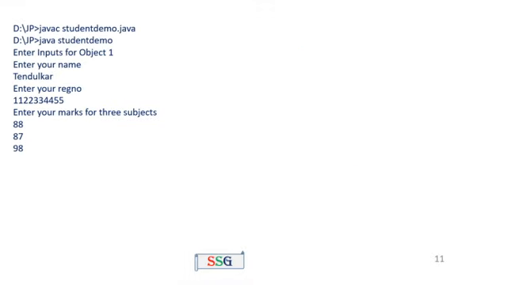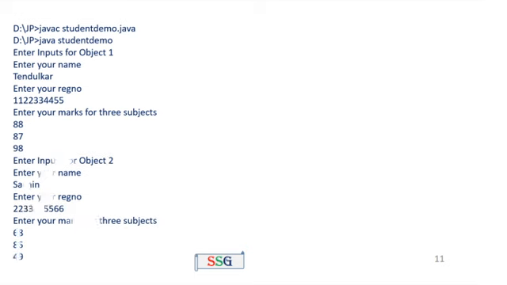Here next we have to run the file. So first, java StudentDemo. Enter the inputs for object 1: enter your name, register number and 3 marks, okay, 88, 87 and 98. Then enter the inputs for object 2: name Sachin, register number 22, 33, 44, 55, 66, and marks for 3 subjects: 68, 85, and the last subject is 49.